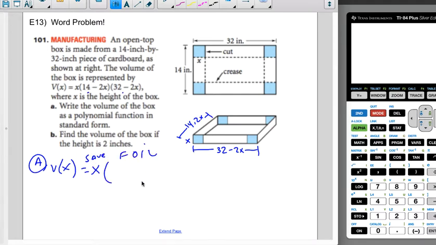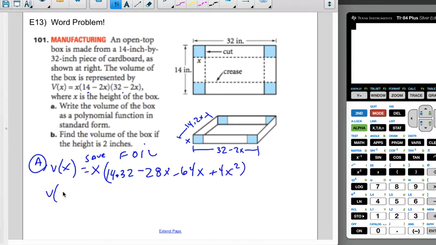So when I FOIL this, I'm going to get 14 times 32, which I'm going to deal with later. Outer is going to be a minus 28x. Inner is going to be a minus 64x, right? And last is going to be a plus 4x squared.